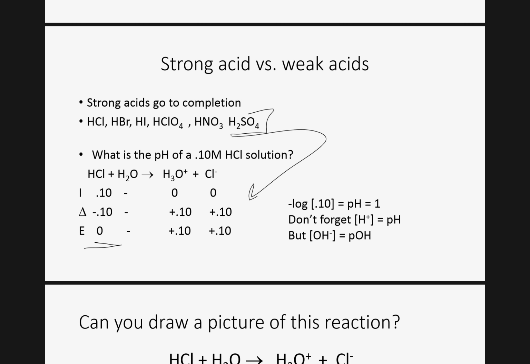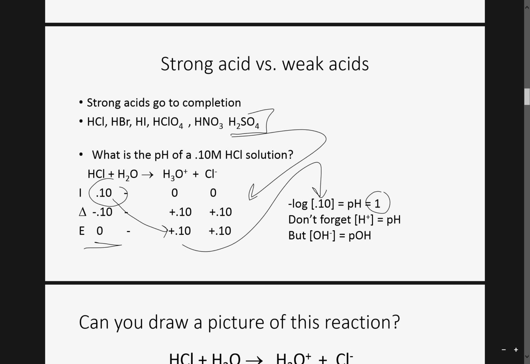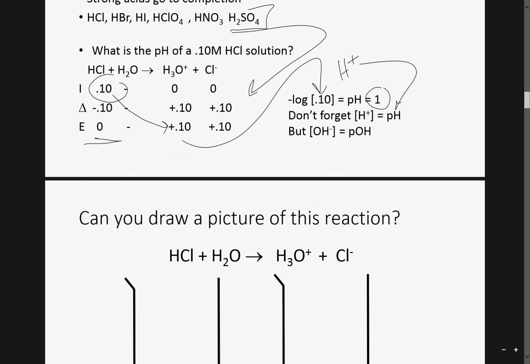Now, in this case, I have a 0.1 molar HCl solution. As I run to completion, the 0.1 molar ends up being the same as this value. So quite often for strong acids, we realize we can just plug the concentration straight into the negative log equation. Negative log of 0.1 equals 1. Don't forget that since we're measuring H plus ions, this is in fact a pH, and if we were doing a base equation, it would give me the pOH.